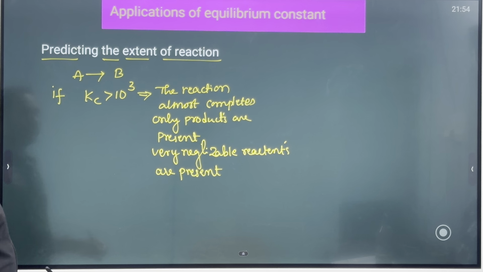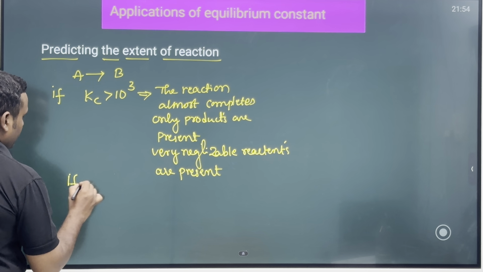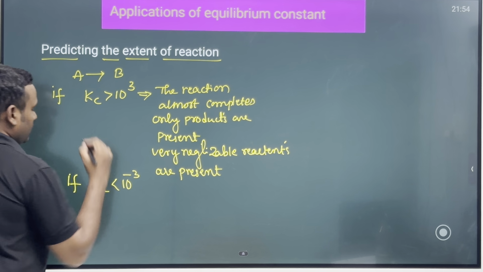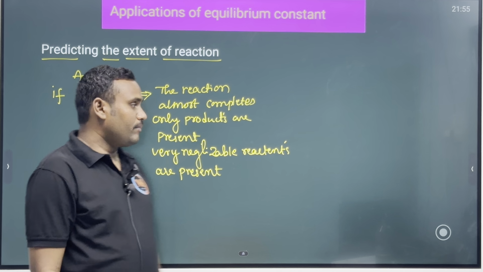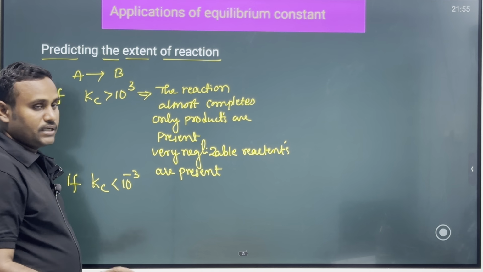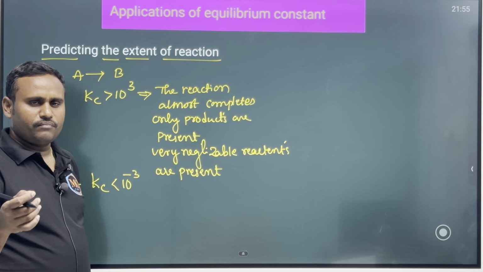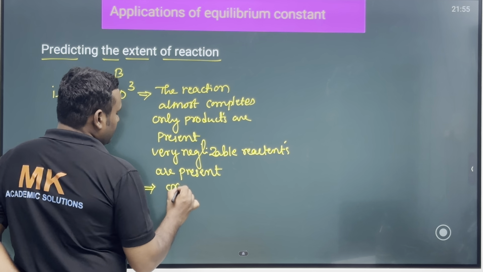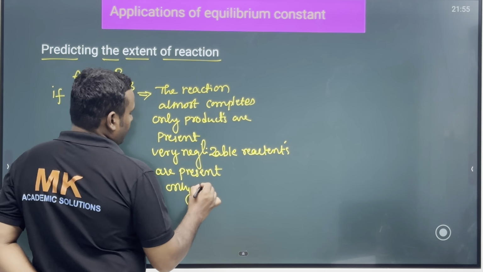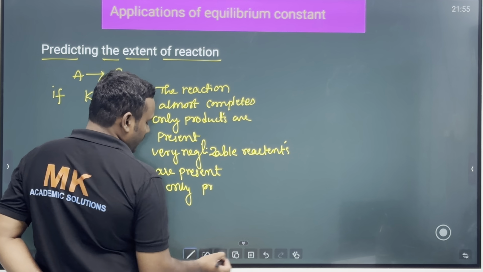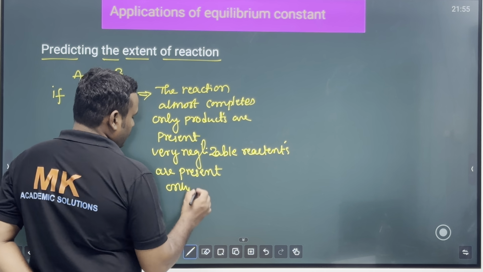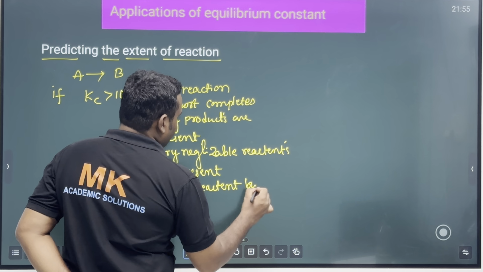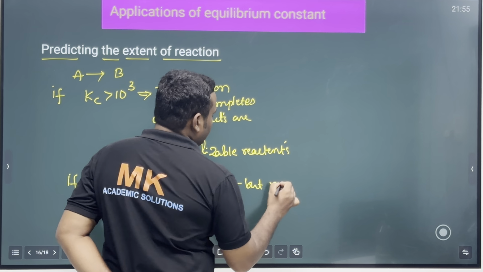Okay, next, if Kc is less than 10 power minus 3, the reaction does not take place at all. Here simply you can take only reactants, but not products.